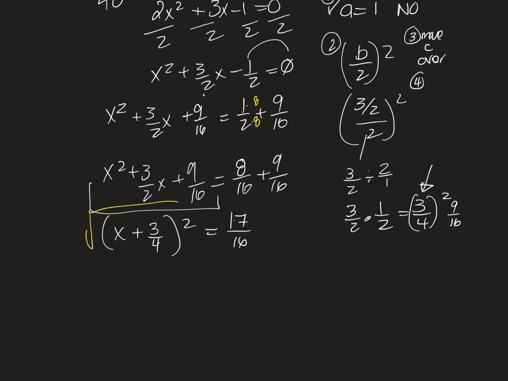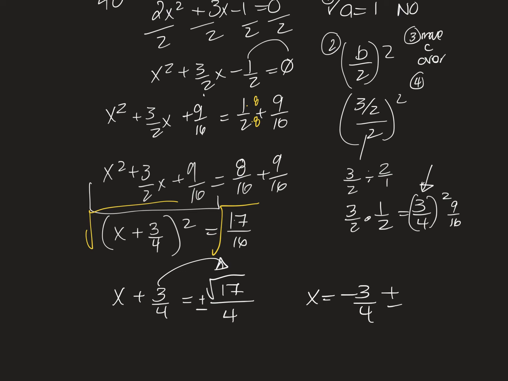And then we have to square root both sides. I can perfectly square root this. So I get that. And then I'm going to bring that guy over. So now we get x equals -3/4 plus or minus root 17 over 4.